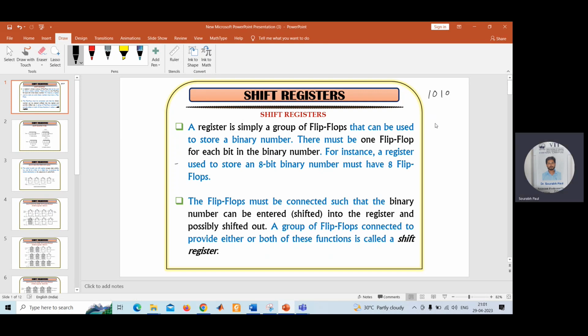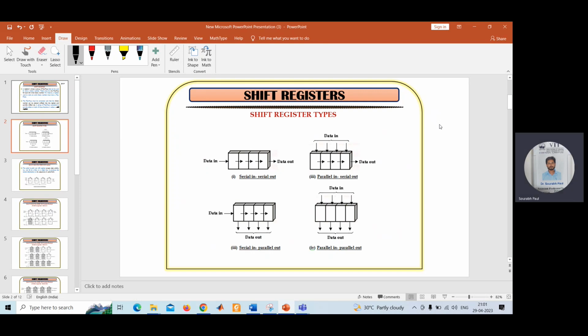Now, based on the different configurations of input and output, the shift register is divided into 4 categories. The categories are serial in, serial out; parallel in, serial out; serial in, parallel out; and parallel in, parallel out. Now, what is serial in, serial out? In serial in, serial out, the data will be entered serially and the data will also be taken out from the register serially. For example, suppose we apply this data 1010 to a serial in, serial out register. From the output of this register also we'll get 1010, and that will come serially. Since we input the data serially and get the data serially at the output, this is known as serial in, serial out.